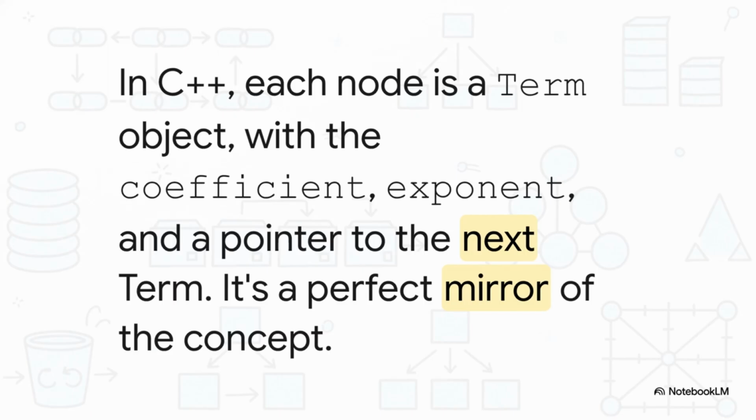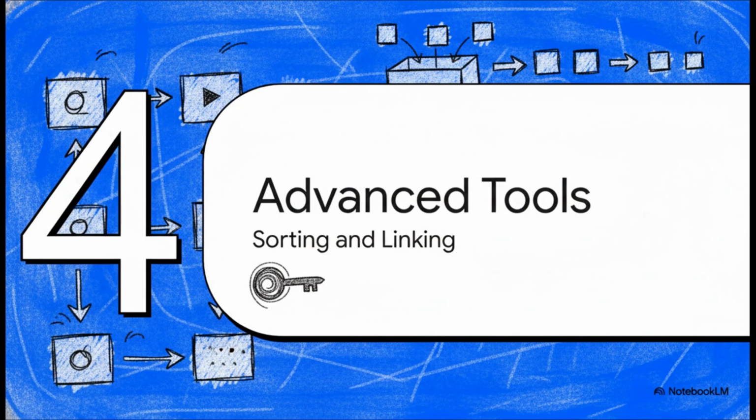It has a place for the coefficient, a place for the exponent, and, crucially, a pointer called next that points to the next term in our chain. It's a perfect one-to-one mapping of our idea. Now, once you have these basic list-based structures down, you can start to build some incredibly powerful tools on top of them. So let's look at a couple of more advanced examples.